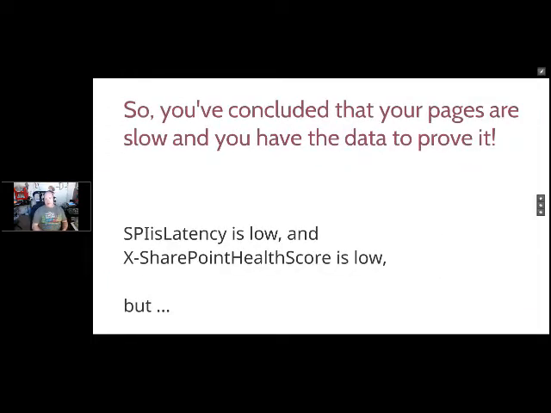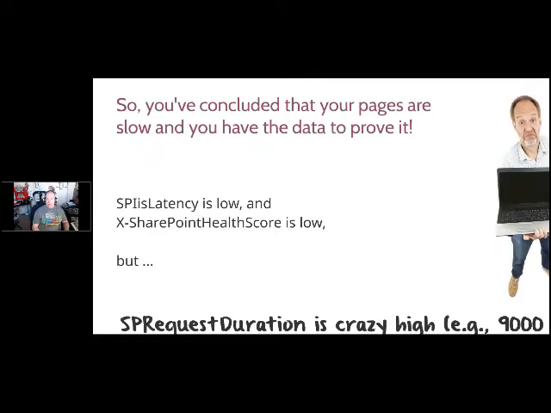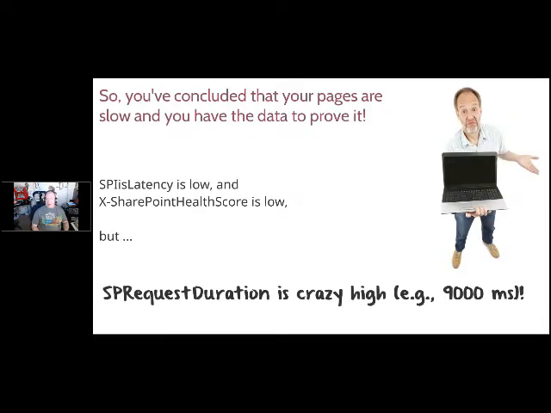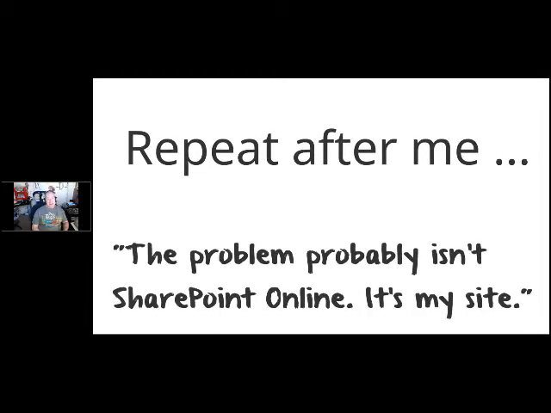So let's say you've concluded that your pages are slow, and you have the data to prove it. That IIS latency is low, the SharePoint health score is low, but your request duration is crazy high, like 9,000 milliseconds. That means it's taken the server 9 seconds to process your page. That's not good. So repeat after me: the problem probably isn't SharePoint Online, it's my site.